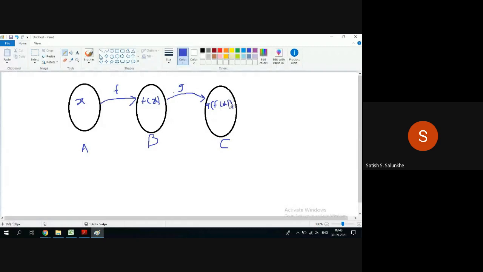Okay. So what is the composition g o f of x? That is equal to this. This is what we have just now discussed. So x is mapped to g of f of x. g of f of x means this is a composition function which is mapping from A to C.